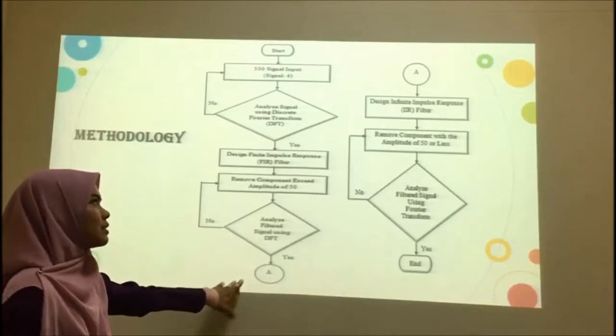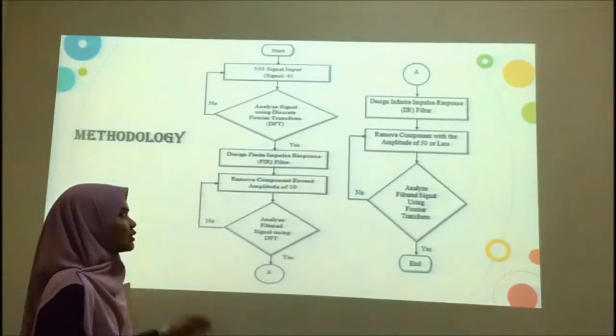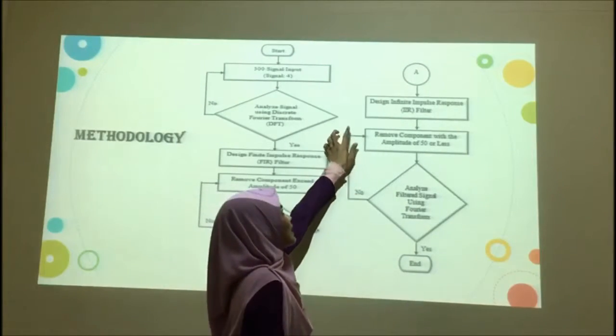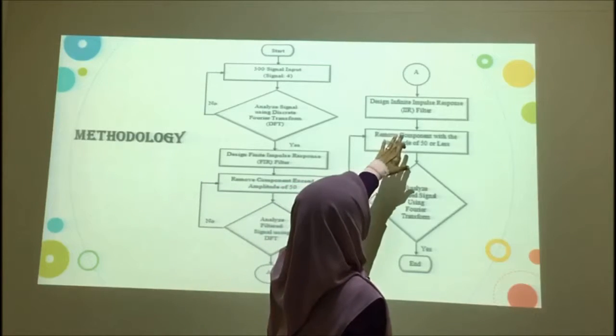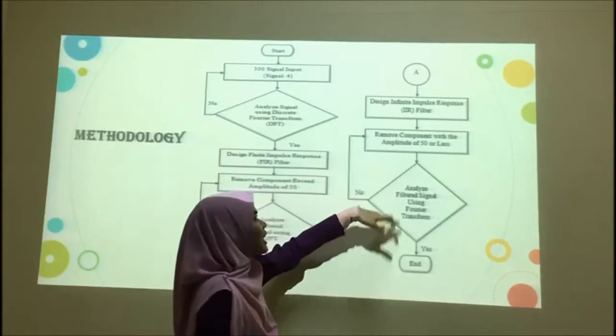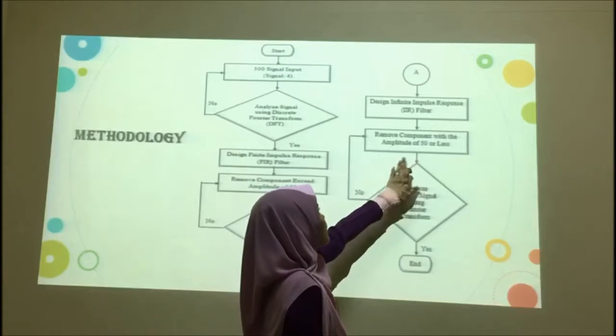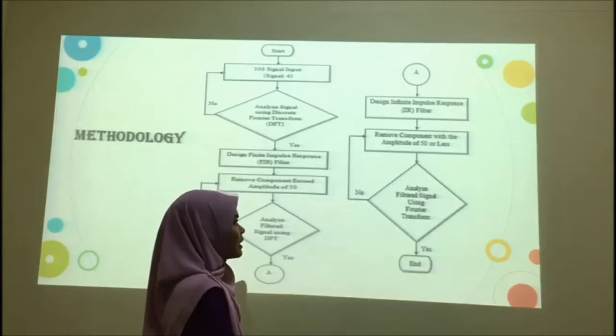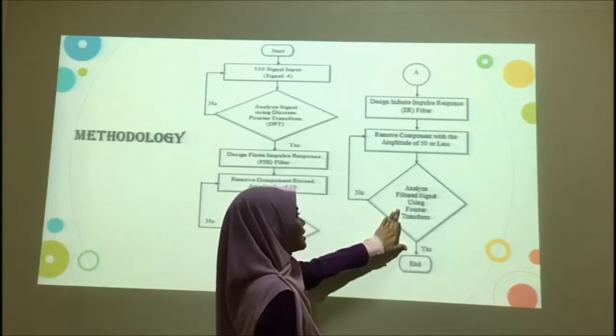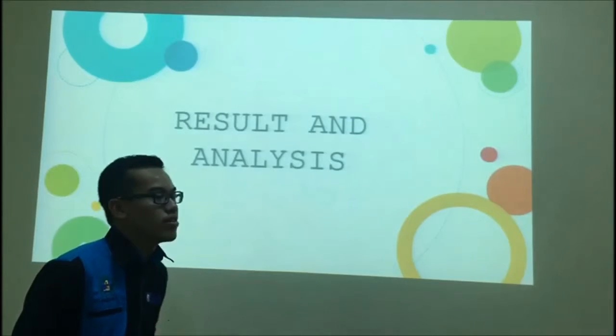If we get the phase and magnitude, we go on to the third question, which is to design the infinite impulse response filter and remove the component with an amplitude of 50 or less, and analyze the filtered signal using the Fourier transform. I will explain the results and analysis.